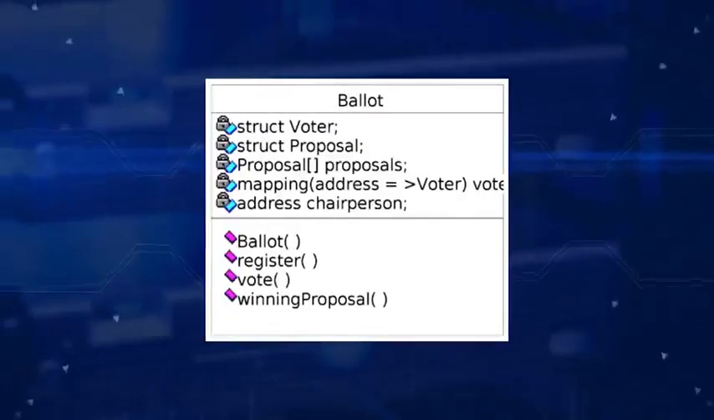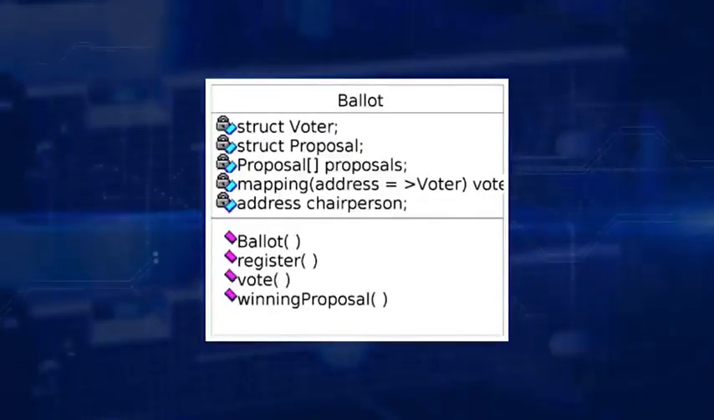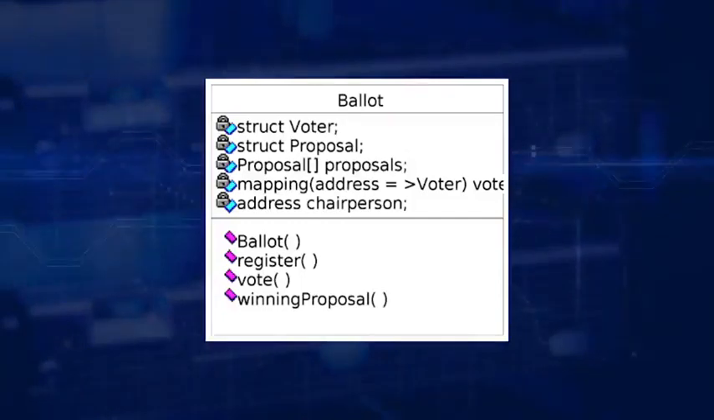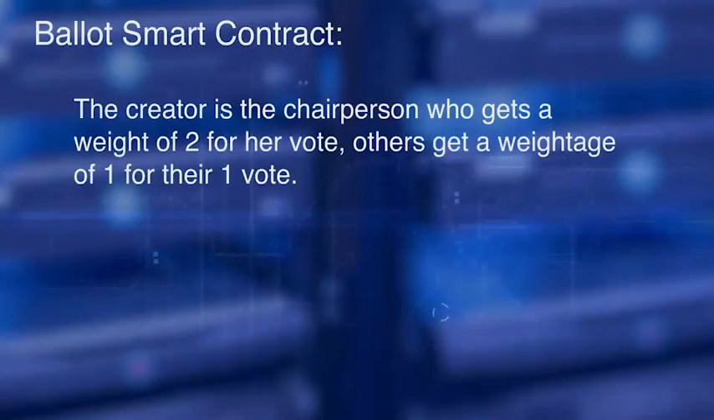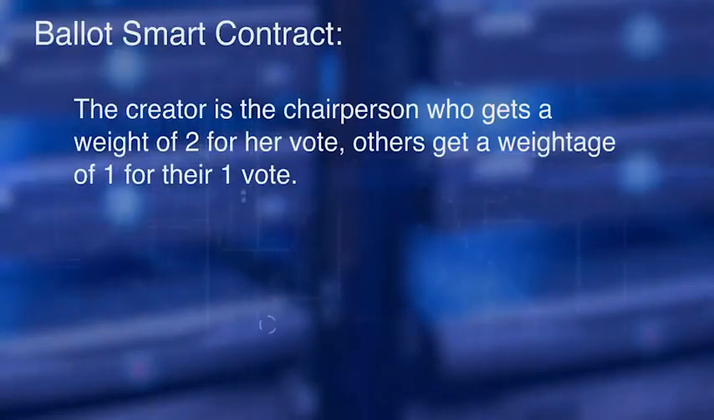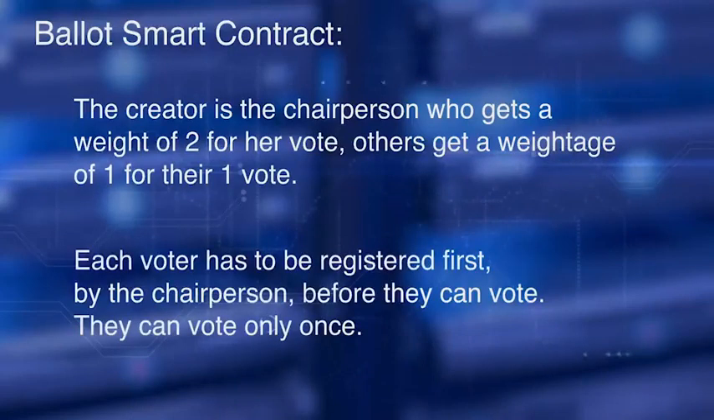Let us begin our analysis of the code base with a class diagram that visually represents our example, a modified version of the ballot smart contract specified in the Solidity documentation. The smart contract creator is the chairperson who gets a weight of 2 for her vote. Others get a weightage of 1 for their 1 vote. Each voter has to be registered first by the chairperson before they can vote. They can vote only once.